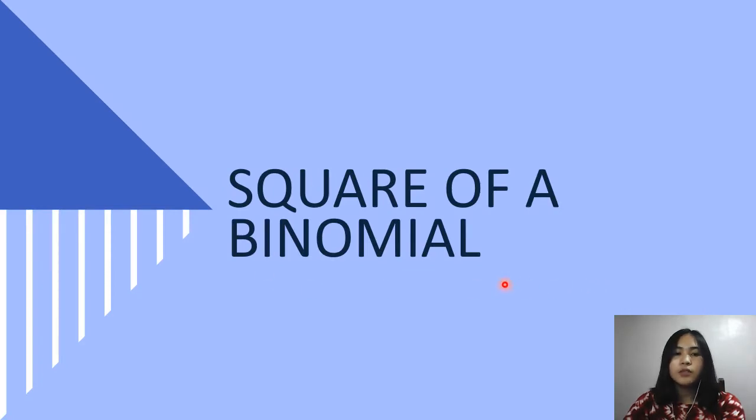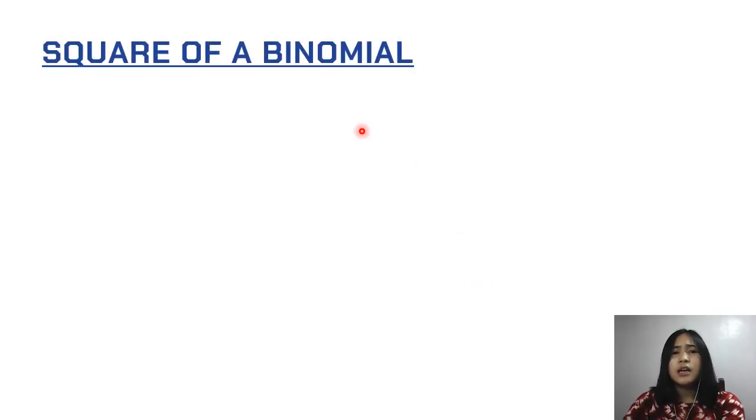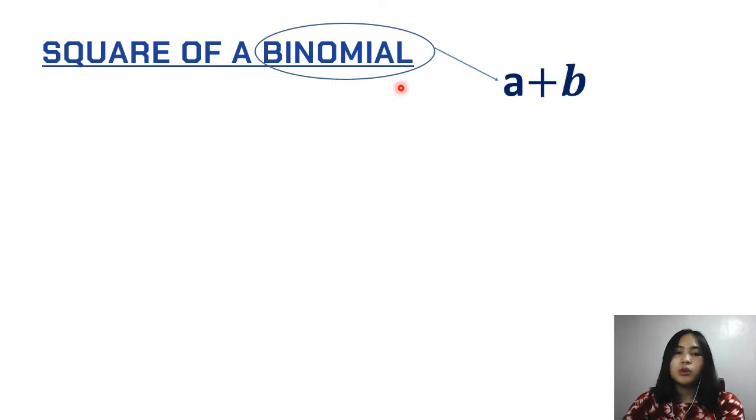Now let's have square of a binomial. So let's recap what a binomial is. When we talk about binomial, from its root word bi, meaning two, a binomial is an expression composed of 2 terms. We have here a as our first term and b as our second term, and it is separated by an operation, addition, or it can be subtraction. So a binomial is an expression having 2 terms.